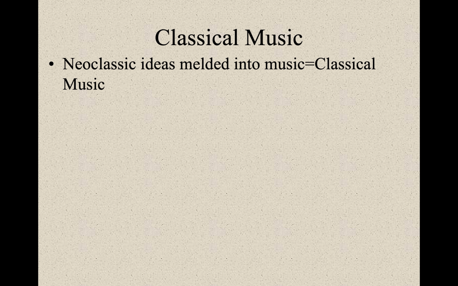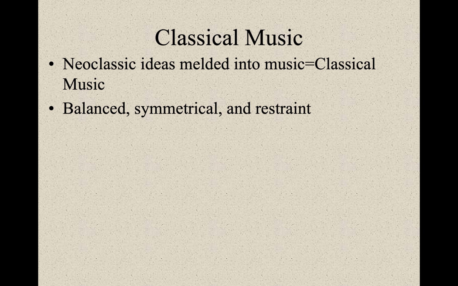Classical music, ladies and gentlemen, is where we see some of these neoclassical ideals melded into music, and that's known as classical music. The video that I have up for y'all goes into the difference between classical music and the classical era. But this classical music is going to be very different from Baroque. Whereas Baroque music with Johann Bach was very complicated, with a lot more going on, classical music is going to be toned down. It's going to be more balanced, symmetrical, restrained. And with those videos, and we'll discuss this in class, you'll be able to see the difference.